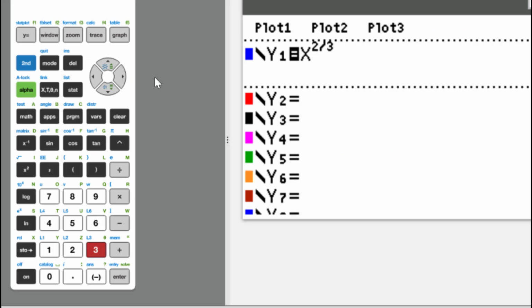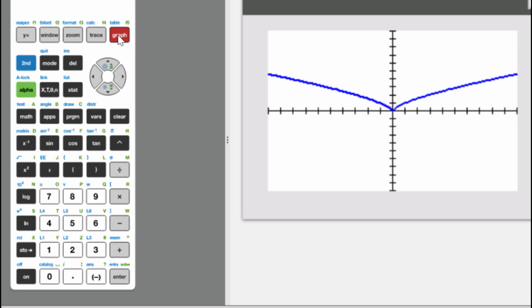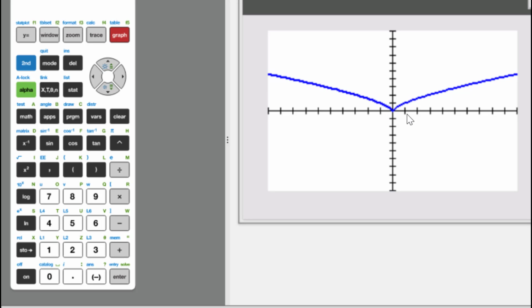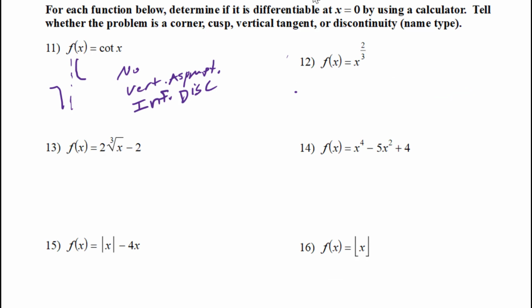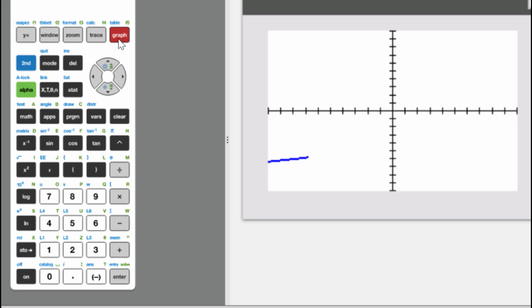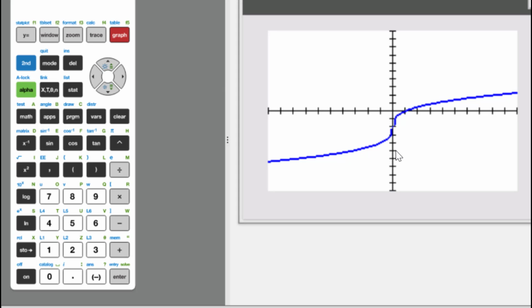Here we typed in x to the 2/3 and graph it. What do we notice about this graph? What's happening here at 0? Does it look like it's smooth? Here we have a cusp. So again, here's our sketch. And this one is an example of a cusp at 0. So no, this is not differentiable either. Graph. Is this differentiable at 0? If we look, does it look like it has a well-defined slope at 0?